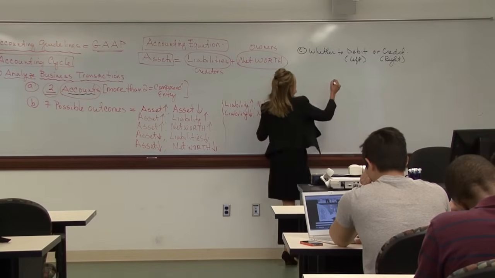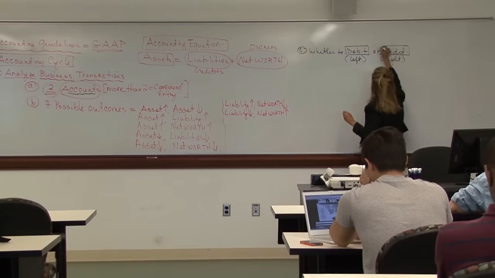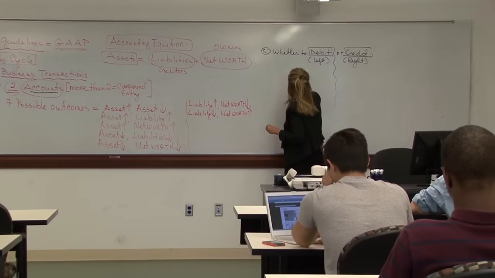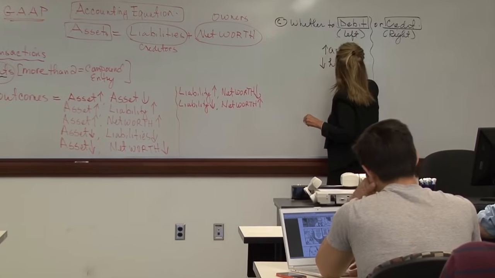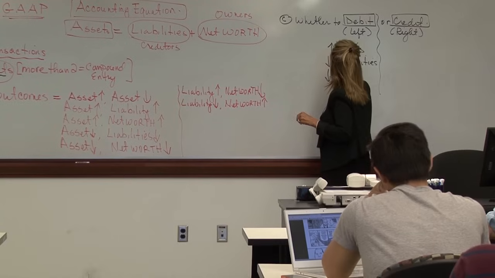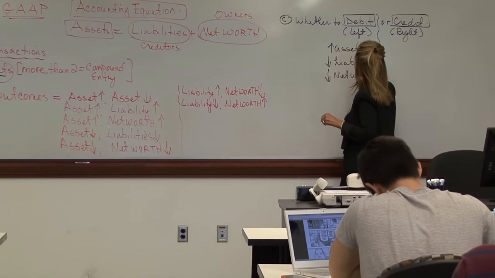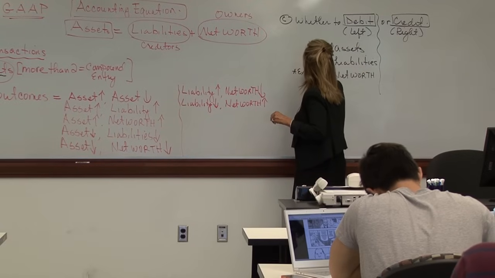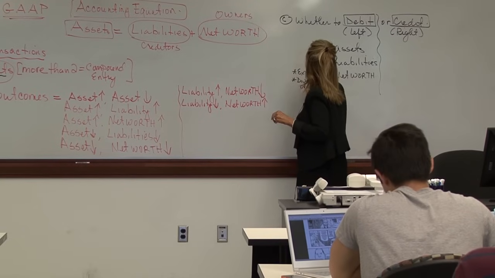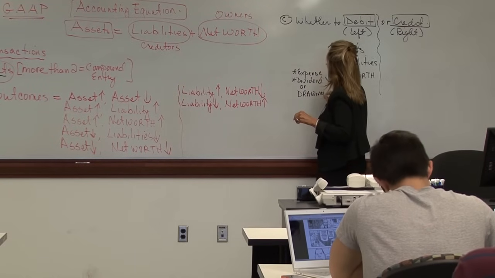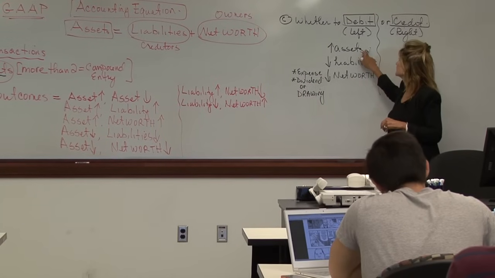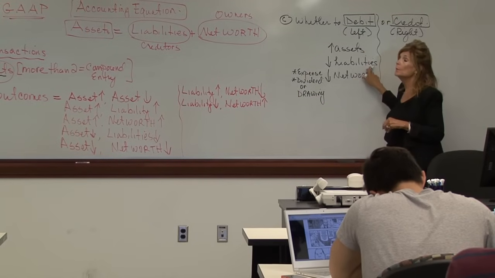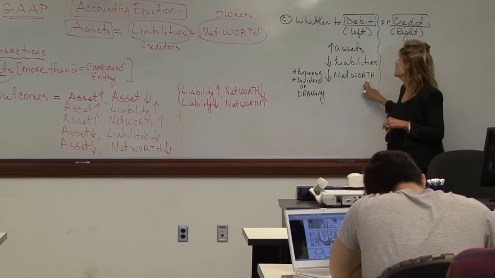We've just determined that when we have a transaction and it is debited, debits will always increase assets, reduce liabilities, and reduce net worth. And remember, the only time net worth goes down is if we have an expense or a dividend, or if we're a small business, a drawing. That's it. So when assets go up, we debit. When liabilities go down, we debit. When our net worth goes down, we debit.